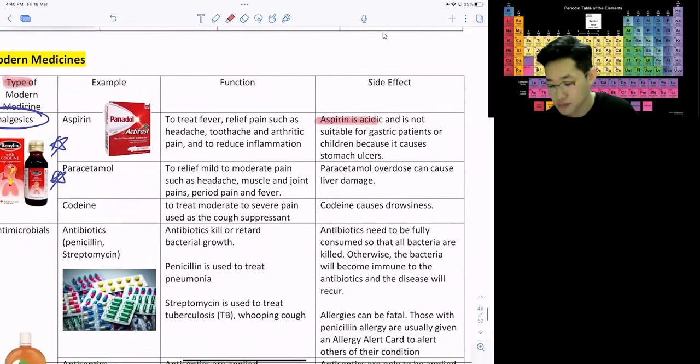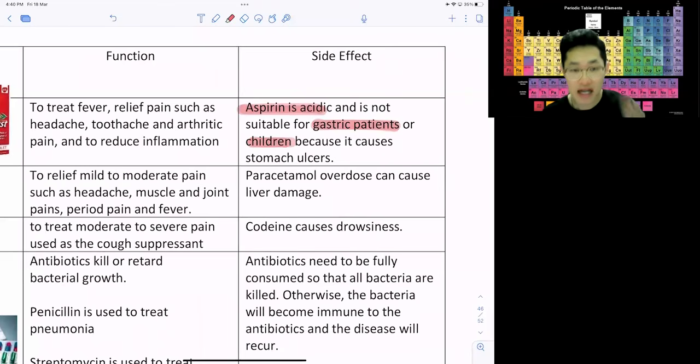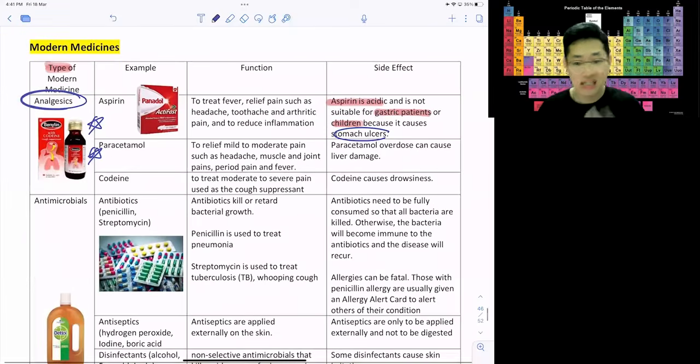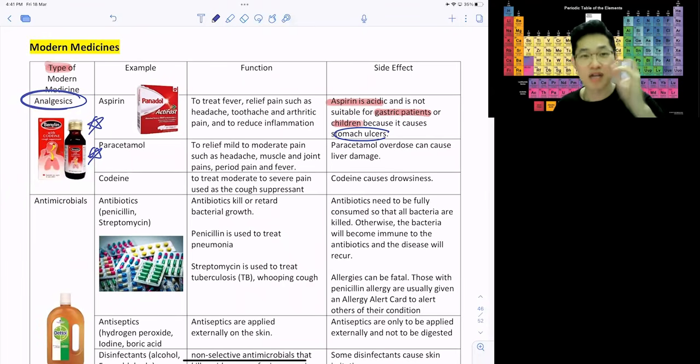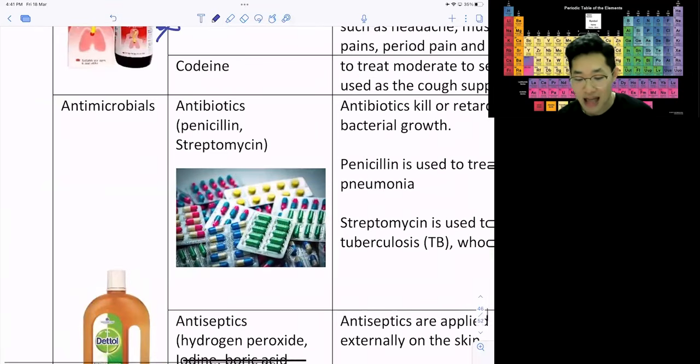So it cannot be given to gastric patients or children, they can get stomach ulcer, or you can just say irritate the stomach. Stomach ulcer, internal bleeding also can, because very acidic. Together with the gastric acid in your stomach, it can hurt your stomach until it bleeds, so internal bleeding. Codeine, normal, not very important.